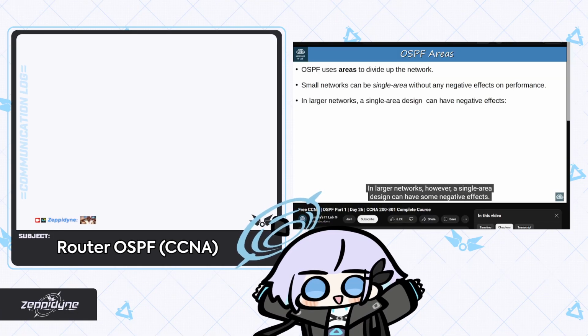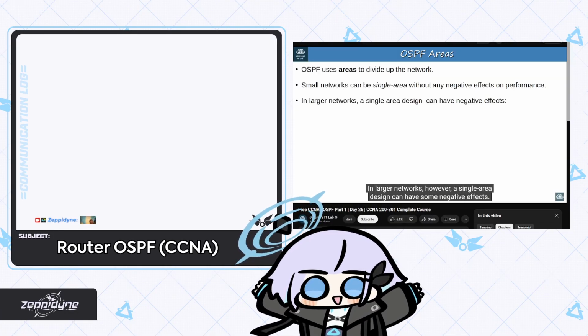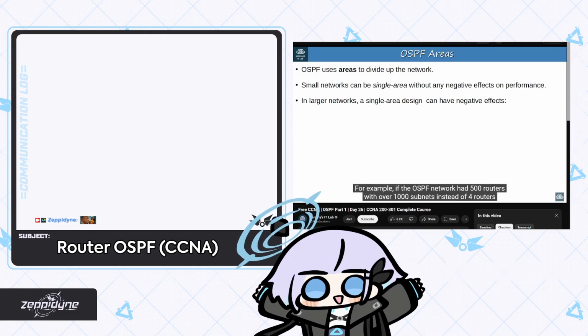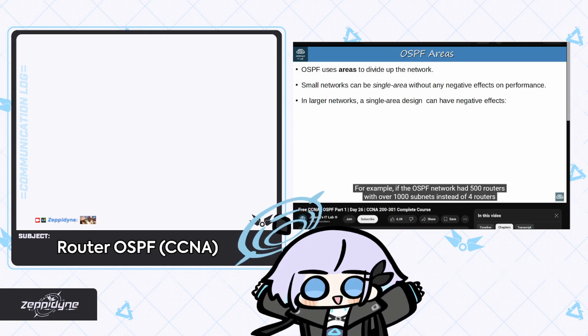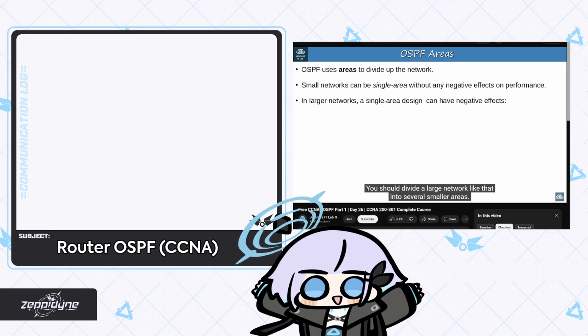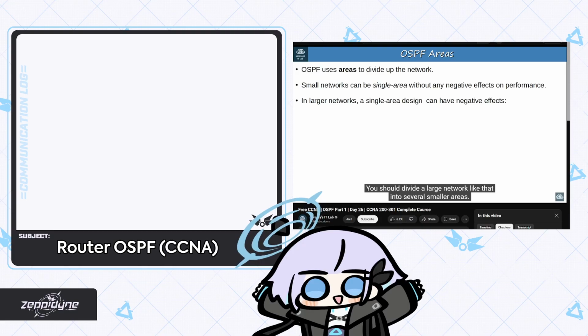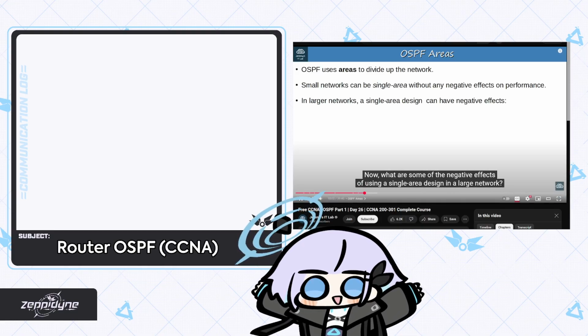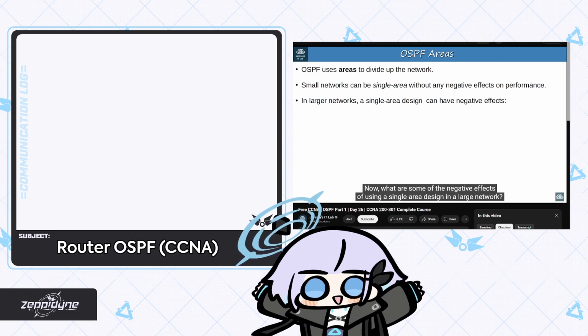In larger networks, however, a single area design can have some negative effects. For example, if the OSPF network had 500 routers with over 1,000 subnets instead of 4 routers and just a few subnets, using just a single OSPF area would be a bad idea. You should divide a large network like that into several smaller areas. Now, what are some of the negative effects of using a single area design in a large network?